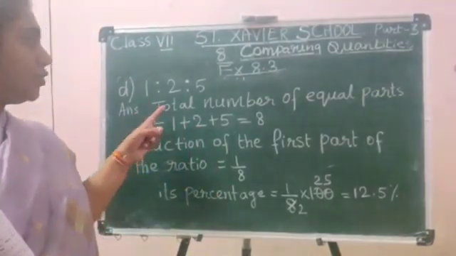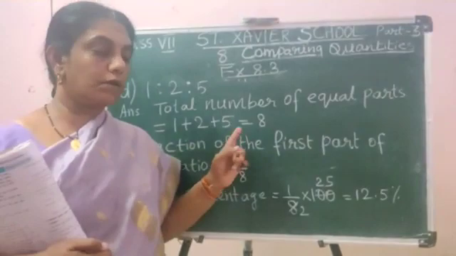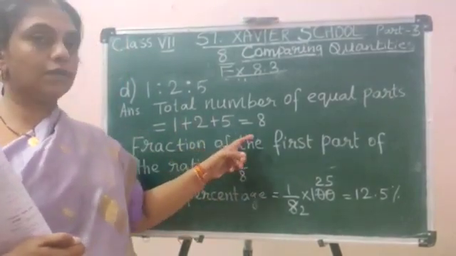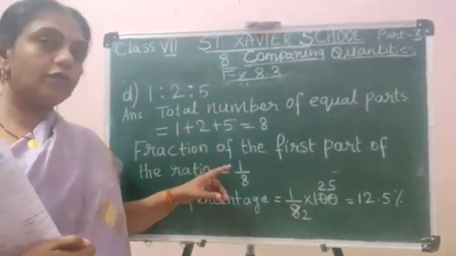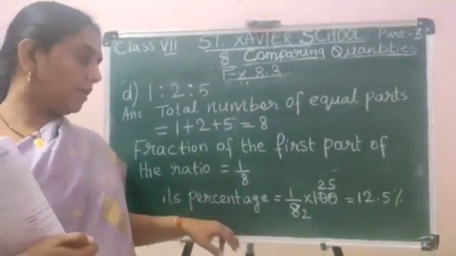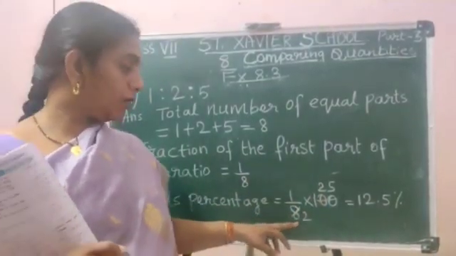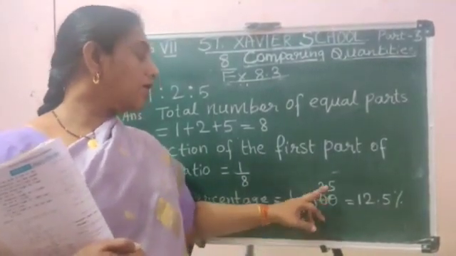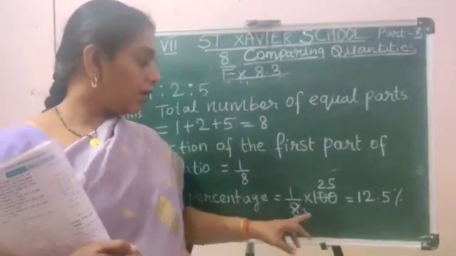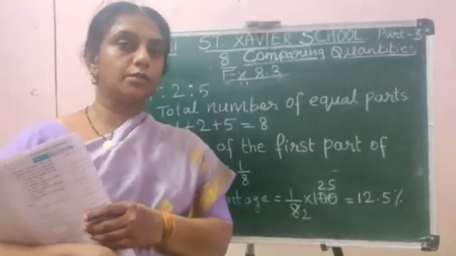D. 1 is to 2 is to 5. So the answer: the total number of equal parts is 1 plus 2 plus 5, that is equal to 8. Now the fraction of the first part of the ratio is 1 by 8. So its percentage is 1 by 8 into 100. 8 and 100 is simplified by the 4 table. 4 2s are 8 and 25. 4 25s are 100. So 25 by 2, when you divide, you will get 12.5%.